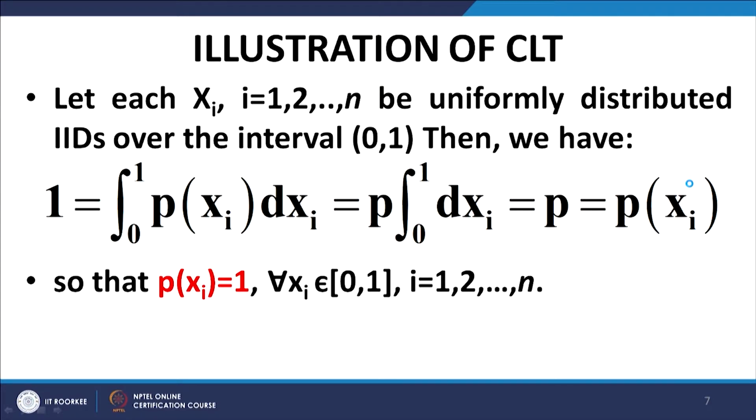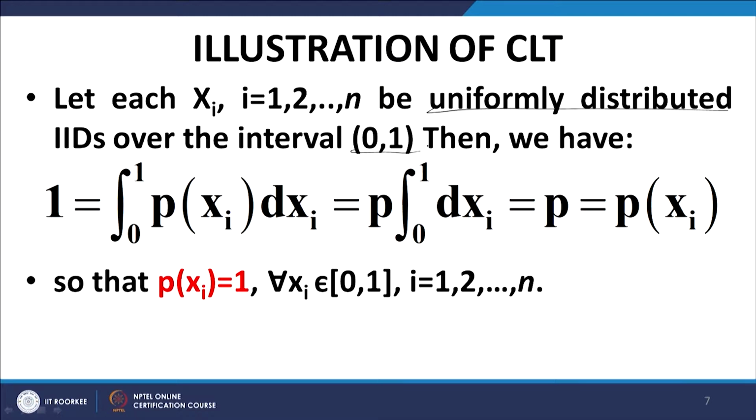Later on we will take the limit as n tending to infinity, but for the moment let us keep it finite. So, X_i, i equal to 1 to n, are all uniformly distributed, random, independent, identically distributed variables over the interval 0 and 1. They are uniformly distributed IIDs over the interval 0 and 1.